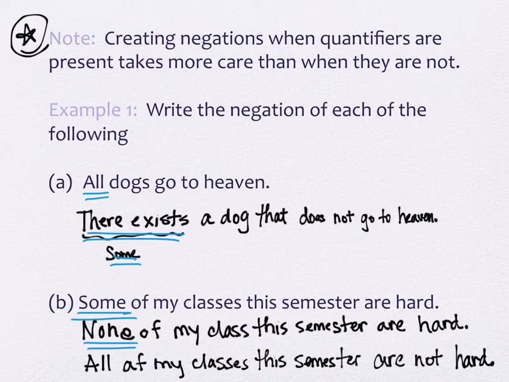Sometimes I will have students who start with this one that says, some of my classes this semester are hard, and they want to negate it and say, some of my classes this semester are not hard. Why is that not a negation? I didn't trade it for the universal quantifier. That's sort of me telling you how it works. But why conceptually does that not work?